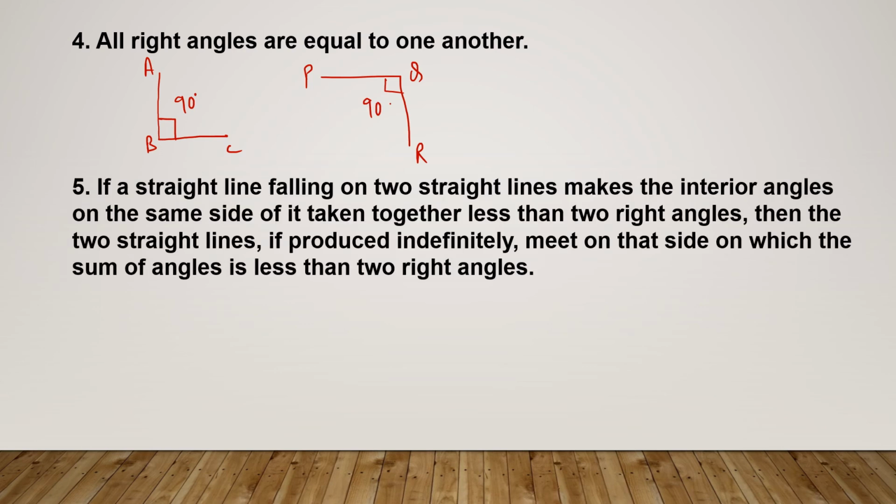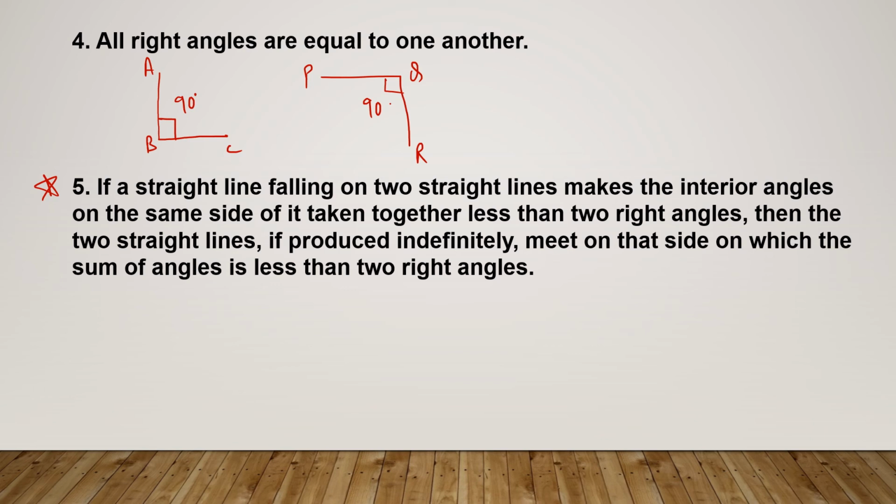Now, fifth postulate, it is very important. It says that if a straight line falling on two straight lines makes the interior angles on the same side of it taken together less than two right angles, then the two straight lines, if produced indefinitely, meet on that side on which the sum of the angles is less than two right angles.